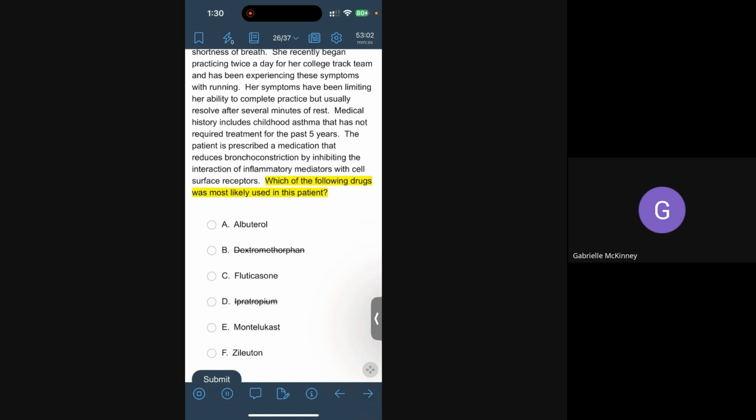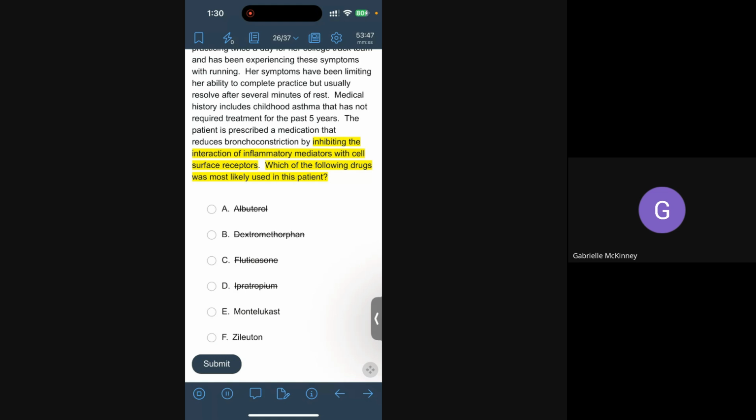Okay. At what place do steroids act? Steroids act at what location? Within the nucleus. They do not inhibit the interaction of inflammatory mediators with cell surface receptors. They have nothing to do with cell surface receptors, right? How does albuterol work? It acts on beta 2 receptors, right? It has nothing to do with inflammatory mediators.